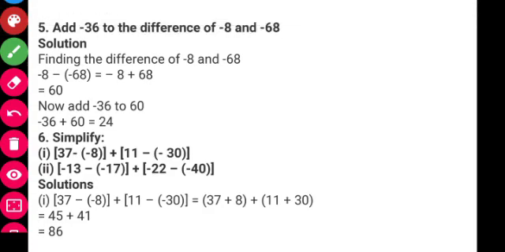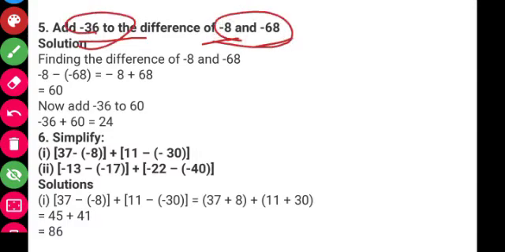Next question is given. Question 5: Add minus 36 to the difference of 8 and minus 68. So add this to the difference of this and this. First find the difference of 8 and minus 68. Because it is a difference, we have to subtract.